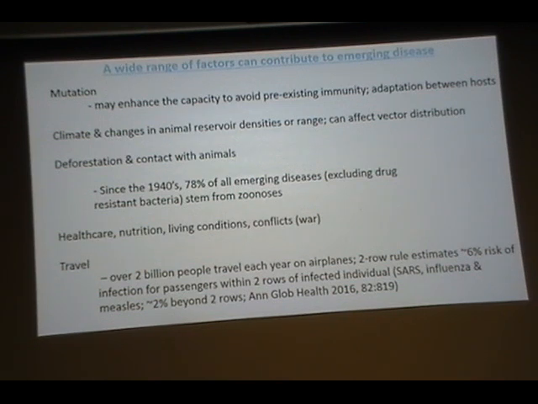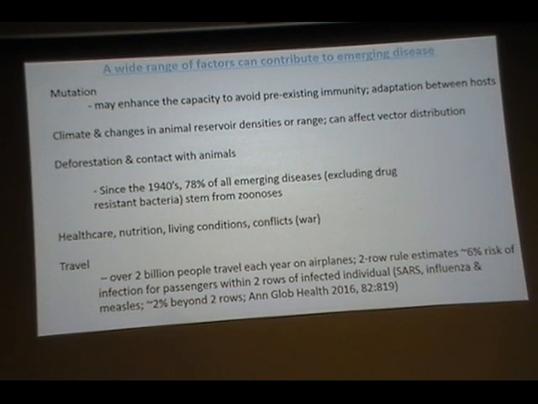Contact with animals, deforestation, again, these are things that can result in organisms getting out. Healthcare, nutrition, what's the infrastructure like? How well can we respond to emerging diseases? It turns out we can do it much better here than some places outside of the United States, which don't have the infrastructure. And that's part of their problem, and that's part of the Ebola problem traditionally, is that they haven't had the best infrastructure, although our investments have helped to change that. Travel is another issue. So over 2 billion people are traveling each year on airplanes.